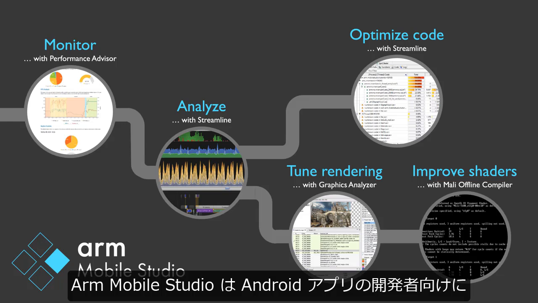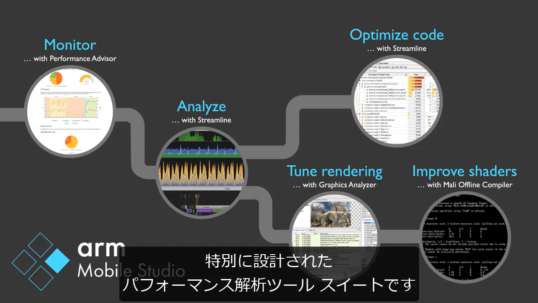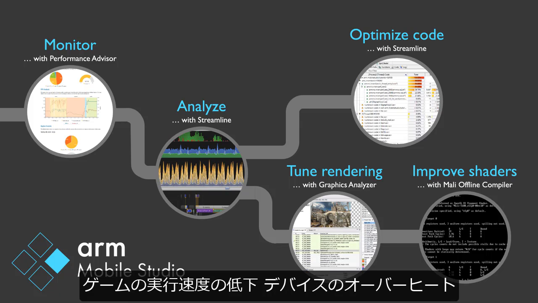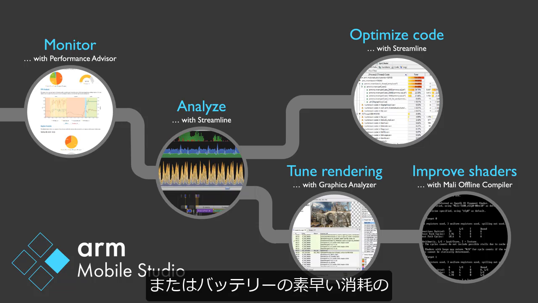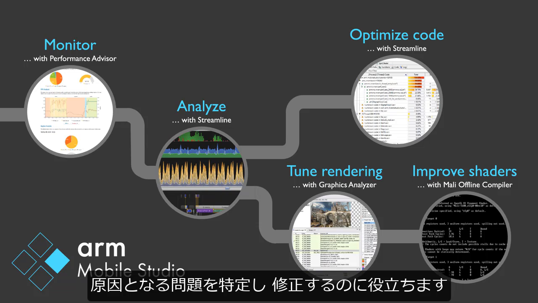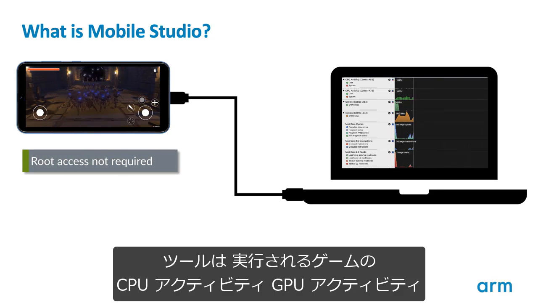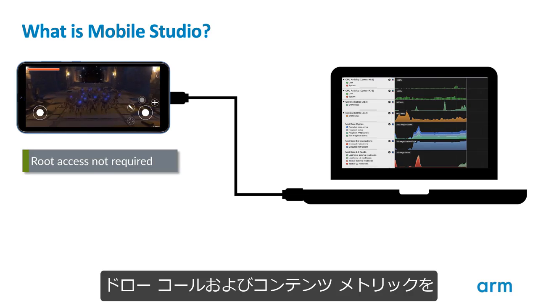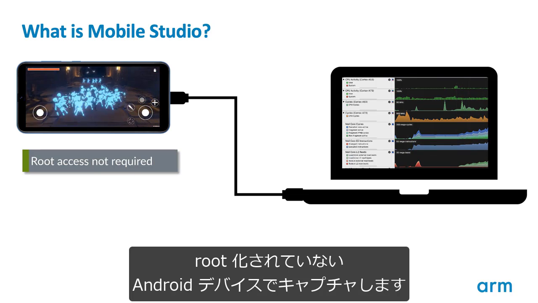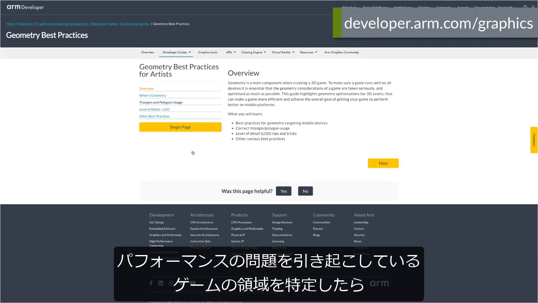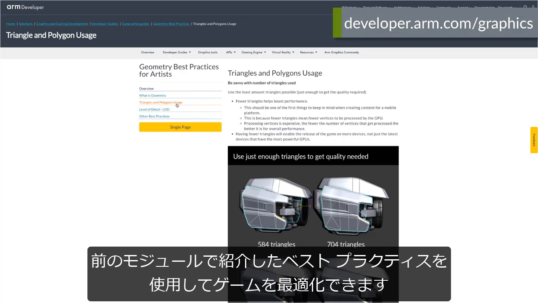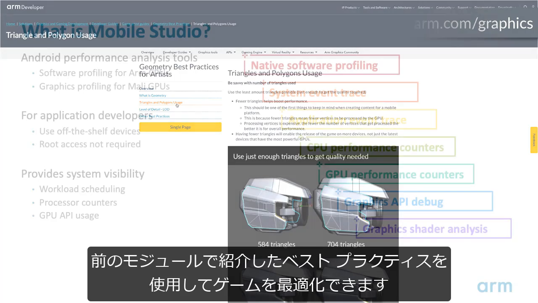Arm Mobile Studio is our performance analysis tool suite, specifically designed for Android application developers. It can help you quickly identify problems in your application that might cause it to run slowly, overheat the device, or quickly drain battery. The tools capture the CPU activity, GPU activity, draw calls and content metrics of your game as it runs on a non-rooted Android device. Once you identify areas of your game that are causing performance problems, you can optimise it using the best practices introduced in the previous module.